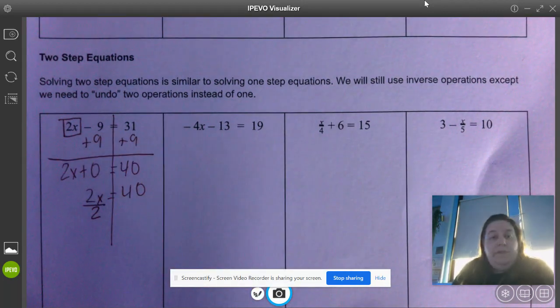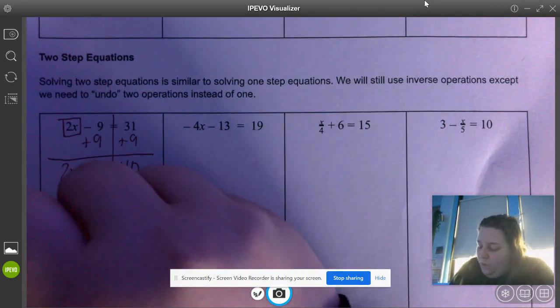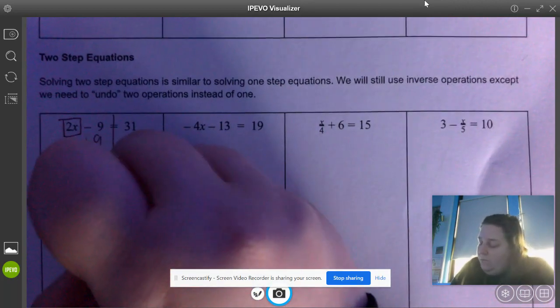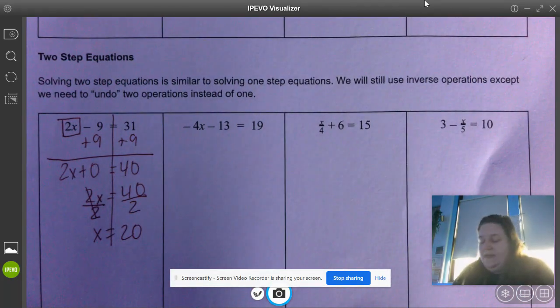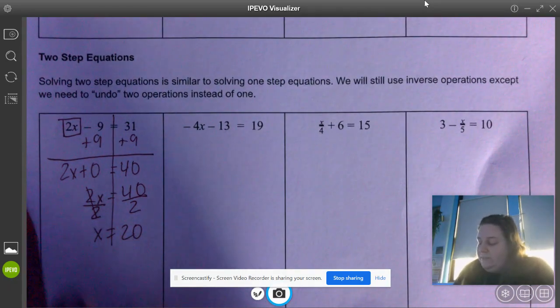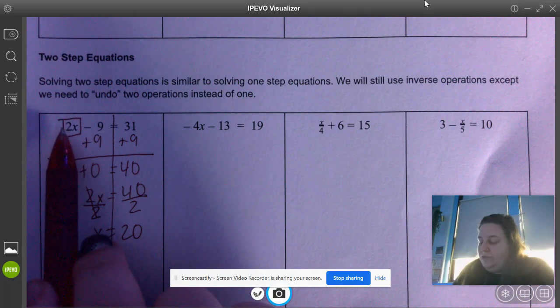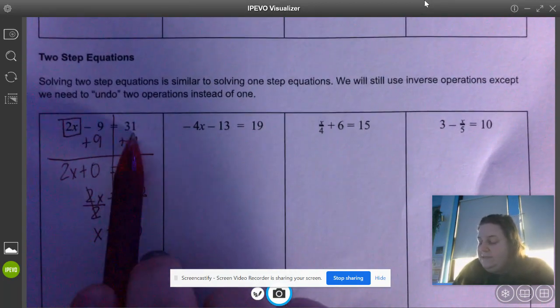So I'm going to divide by the coefficient, or the number in front of x. That leaves me with 1x, or just x. And what I do to one side, I do to the other. So I would divide by 2 on the other side to get 20. If I was to actually substitute 20 in for x into the original equation, 2 times 20 is 40, minus 9 is 31.